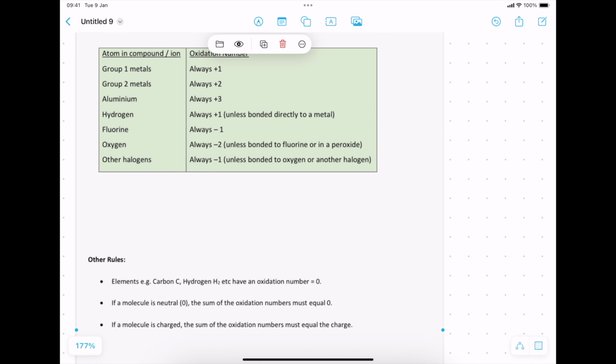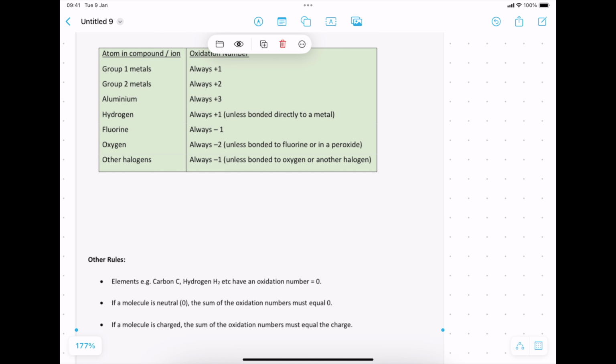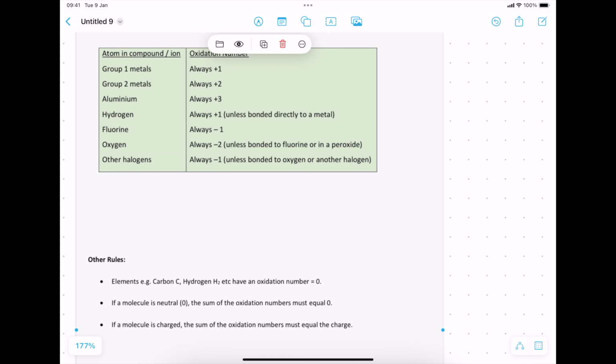In today's lesson, I'm going to teach you how to assign redox numbers, also known as oxidation states, to elements within a compound, whether that's an ionic compound, such as a salt, sodium chloride for example, or a covalent molecule like SO3, CH4, and so on. But before we get into some of the examples I have, I'm going to discuss some of these rules that are on the screen here and explain what they mean.